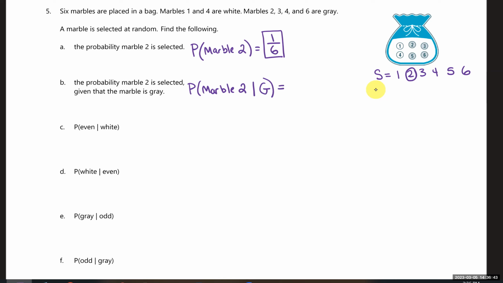So rather than writing the formula, I'm just going to, on the side here, put my gray marbles. So my gray marbles are 2, 3, 5, 6. So I have 4 gray. So my denominator, you're looking at the 4 gray. So the condition tells you the marbles to look at, 4 of them. And then looking only at those marbles, what is the probability I pick marble 2? So of course, there's still just one marble 2, but now it's out of the ones that are gray. So 1 out of 4.